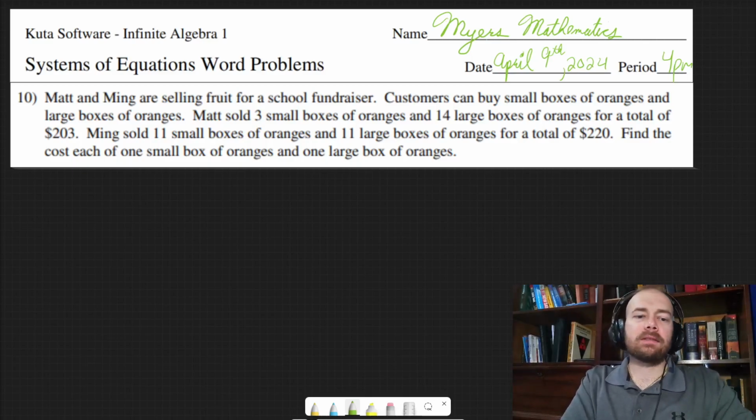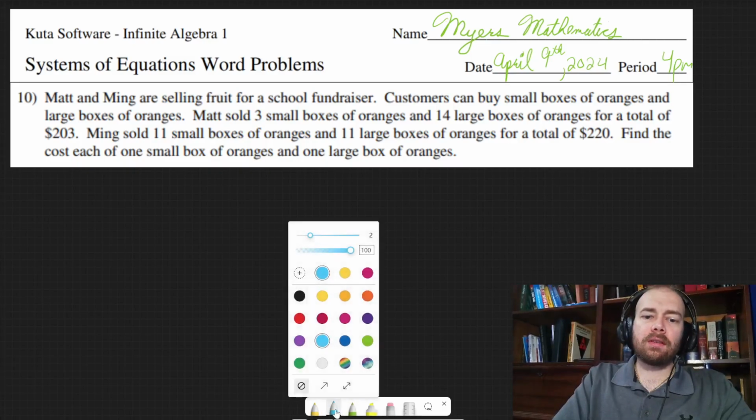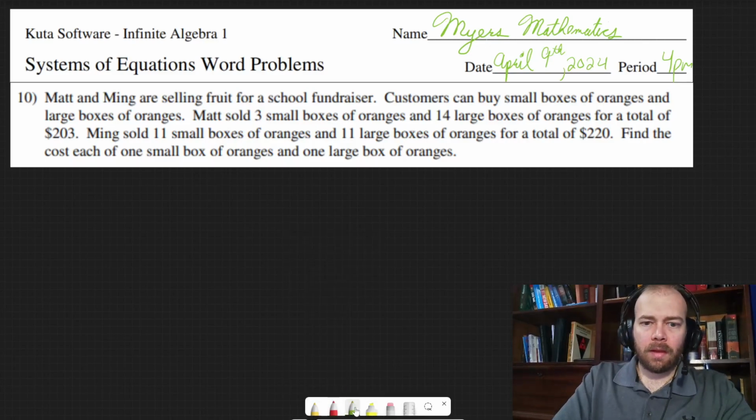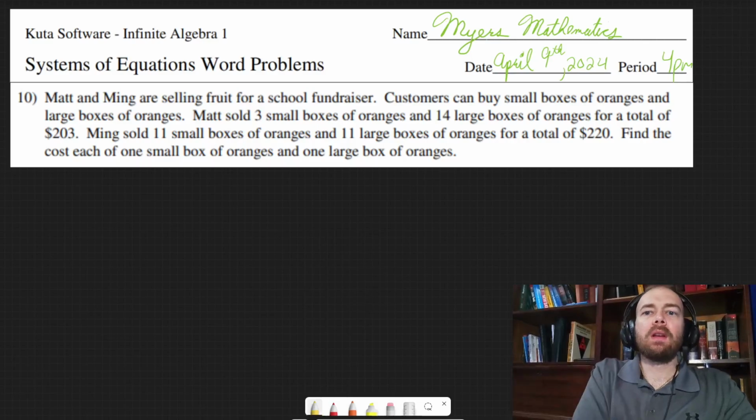Lots of things with the color orange in them here. So I'm gonna do orange. Change this to red. And then we'll have our secondary be the orange. That way we'll have 2 equations that combine to orange. You're welcome. Okay, so Matt and Ming. Matt can be red and Ming can be yellow.